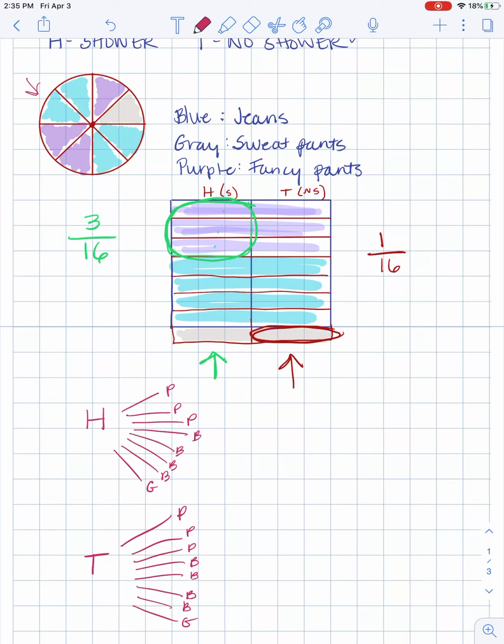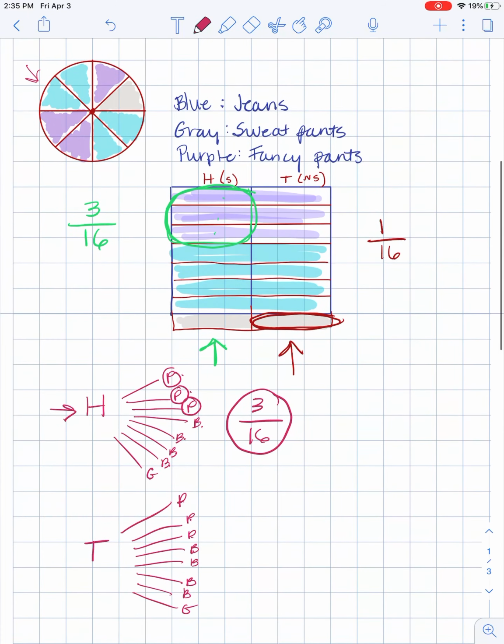Well, what is the chance that I'm going to take a shower? That's heads. And then wear my fancy pants, that's purple. Well, it could be that one, or that one, or that one. So again, it's 3 out of a possible 16. 3/16 of a chance. And again, this is theoretical probability because we are not actually doing the experiment here. All right, guys, I hope this is helpful.